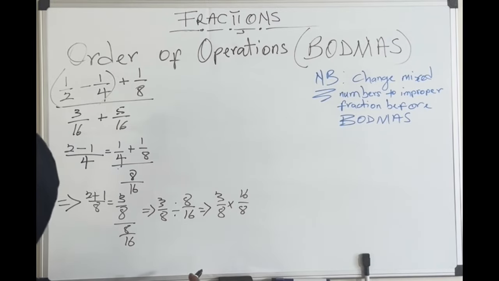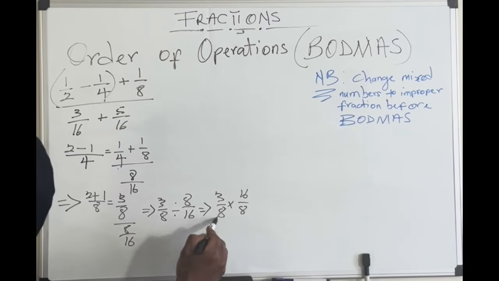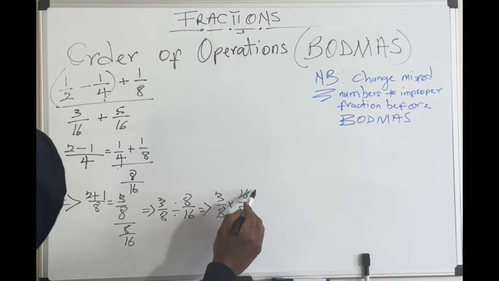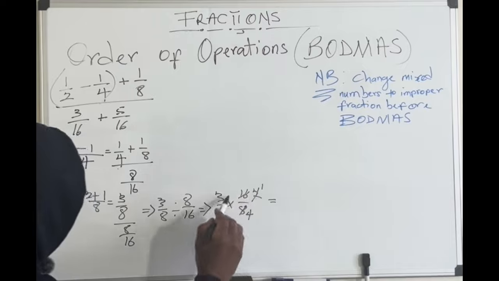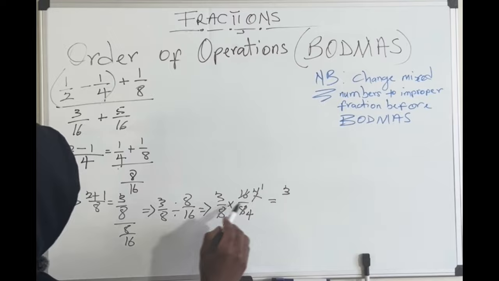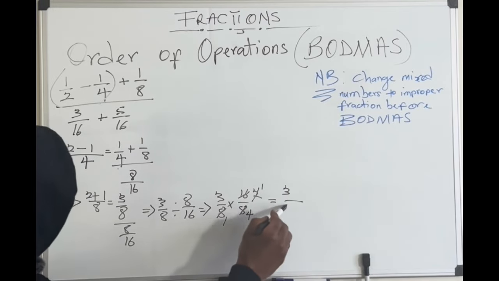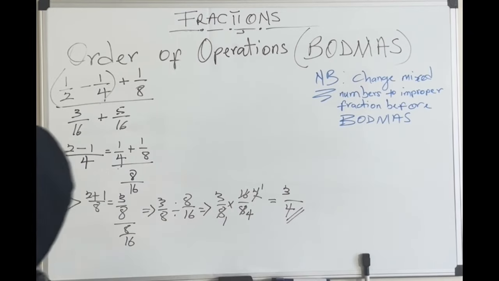So let's see if we can do any cancellations. 8 goes here 1, goes here 2. 2 goes here 1, goes here 4. So we have 3 times 1, 3 over 1 times 4, 4. This will be our final answer.